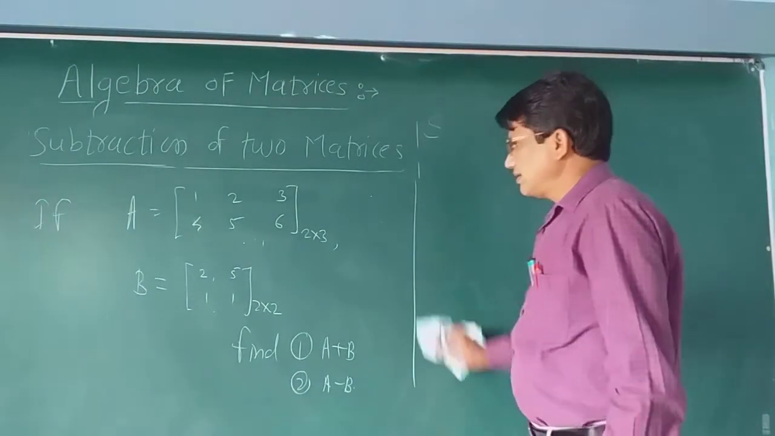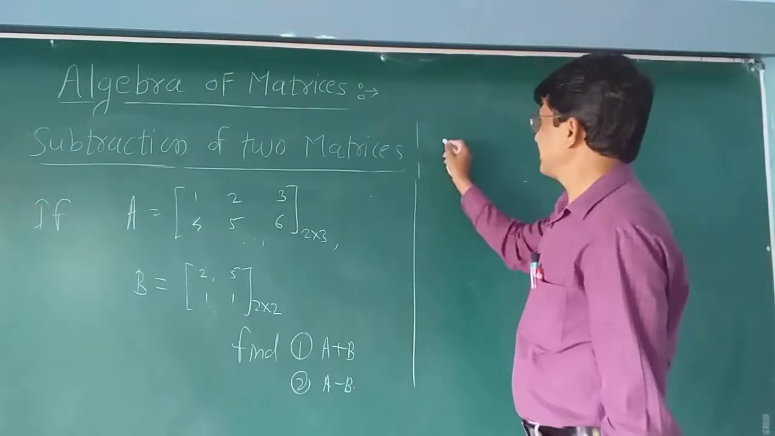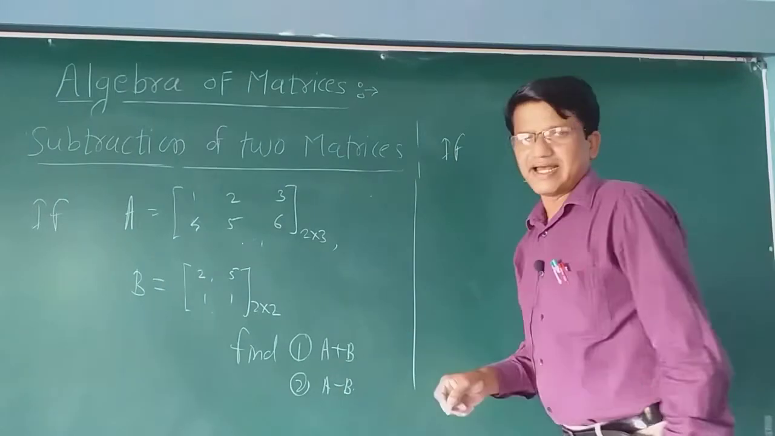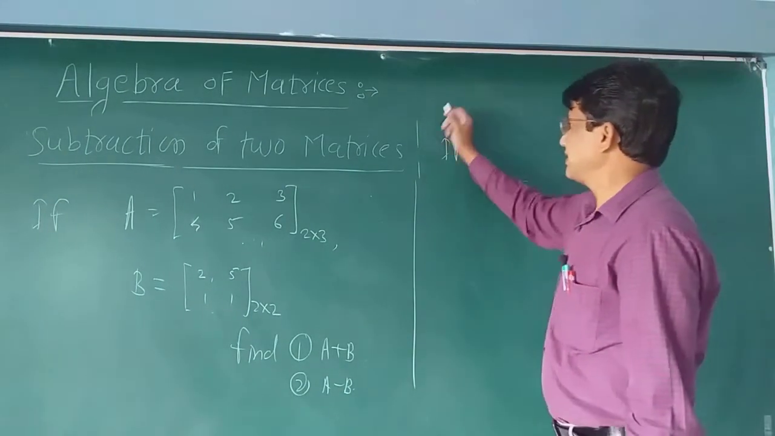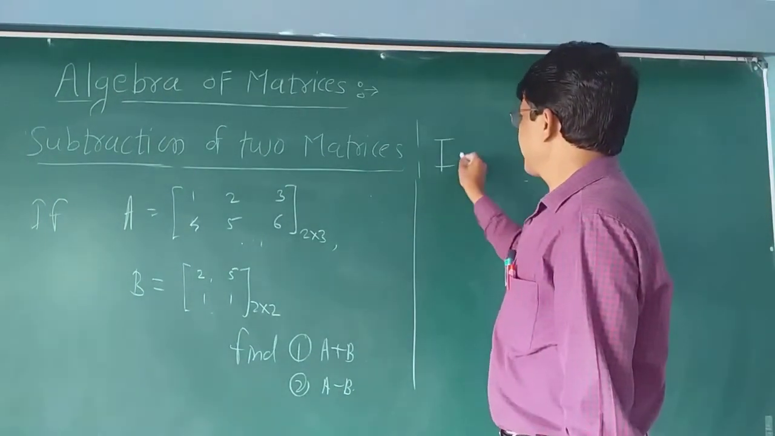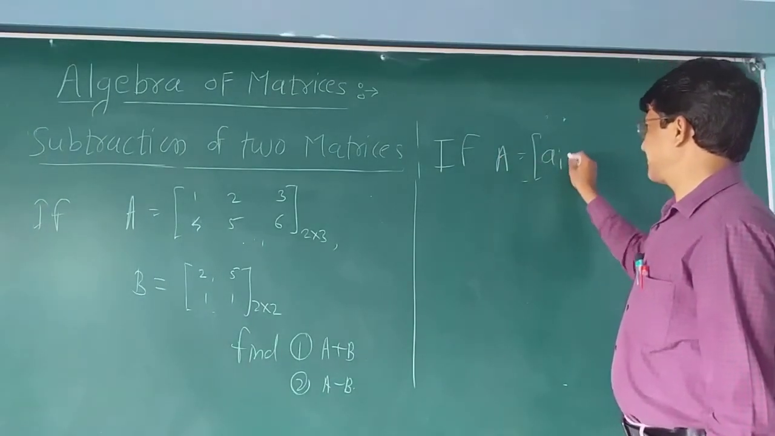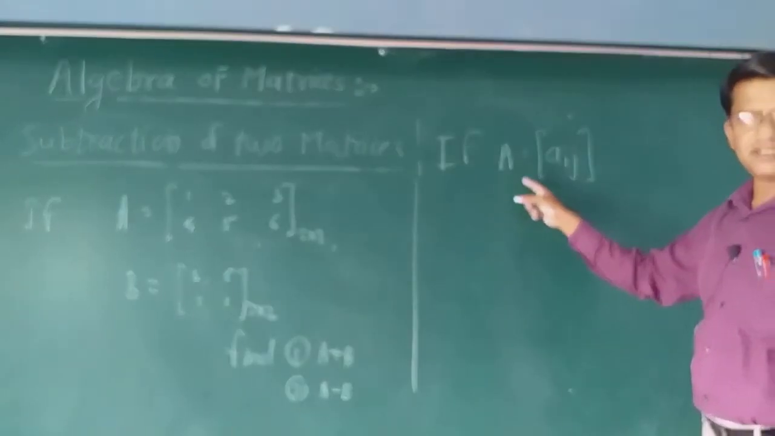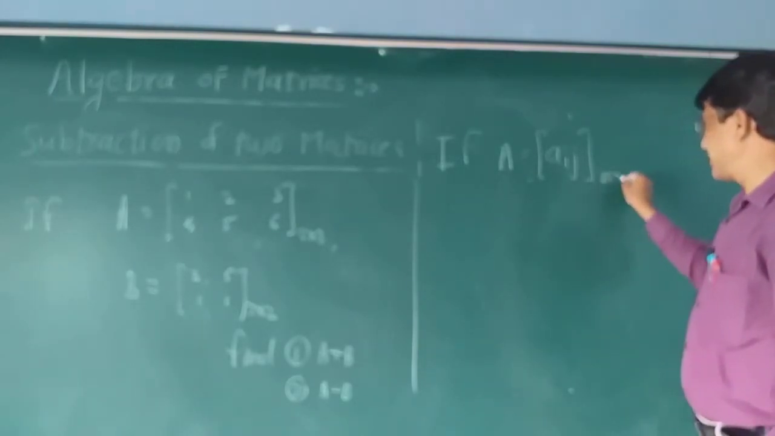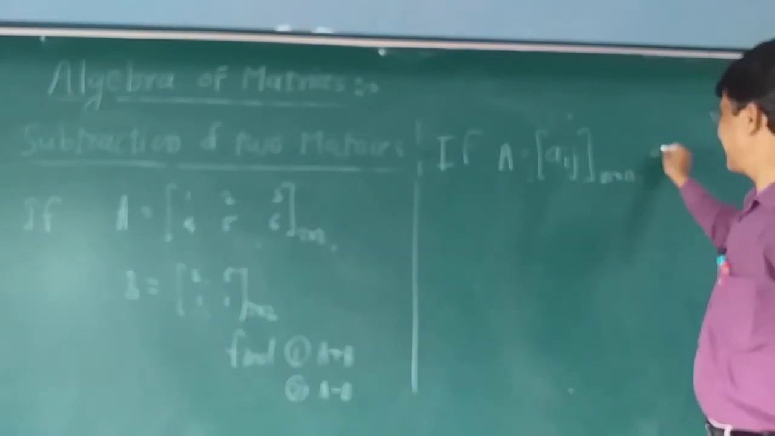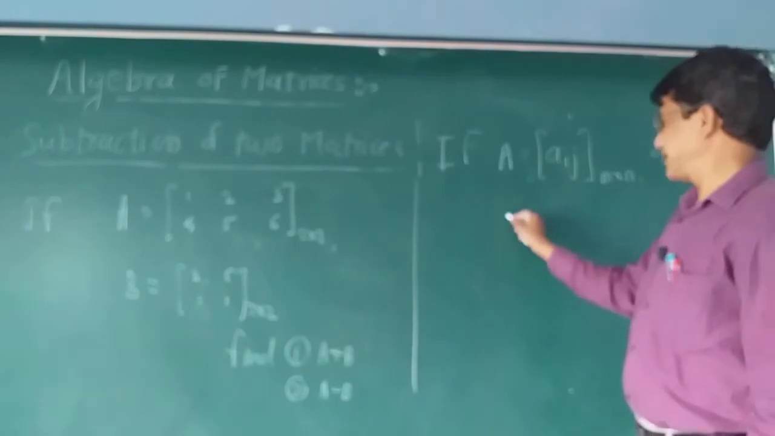Okay, let us define how to add or subtract. If A equals Aij, this is a matrix of order m by n, and another matrix B.